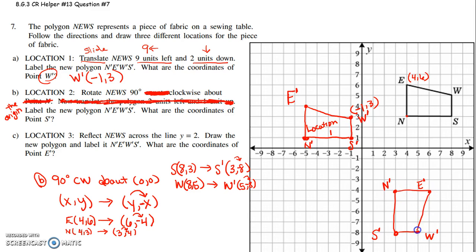And then they're going to ask me for a coordinate. So this is location 2. What coordinate do they want? Point S prime. S prime is (3, -8).